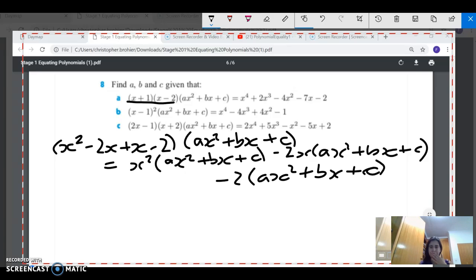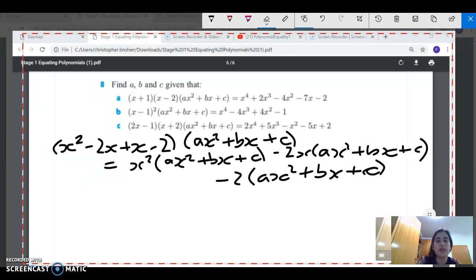Looks delightful, doesn't it? It doesn't, it looks awful. So what are we going to do? Instead of doing all of that, what I want you to do is notice some patterns. So let's have a look at this. We want to know what a is.